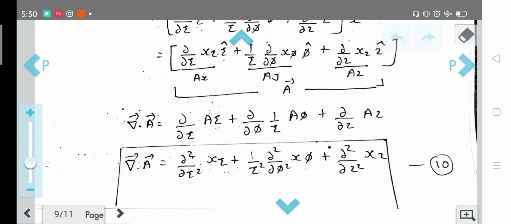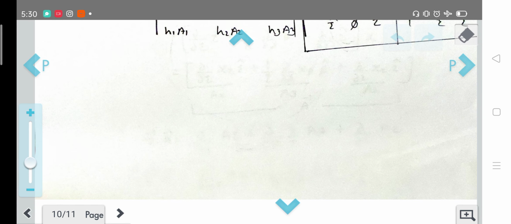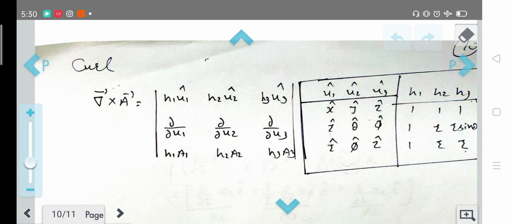Now let's talk briefly about curl. So what is curl? Curl is del cross A, which will be equal to the determinant, and the components of the determinant will be h1 u1 cap, h2 u2 cap, h3 u3 cap, and the next row will be del by del u1, del by del u2, del by del u3, and the last row will be h1 a1, h2 a2, h3 a3.